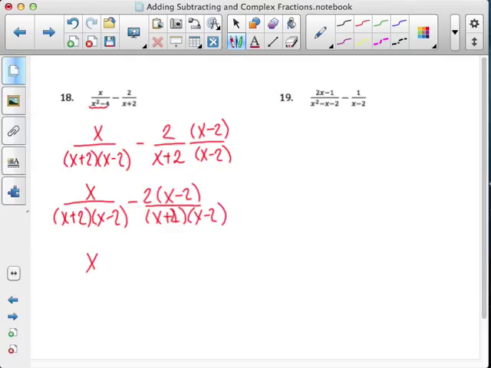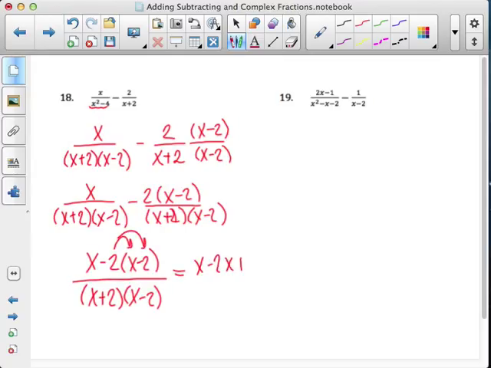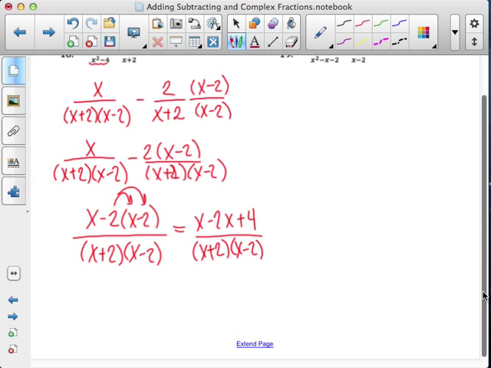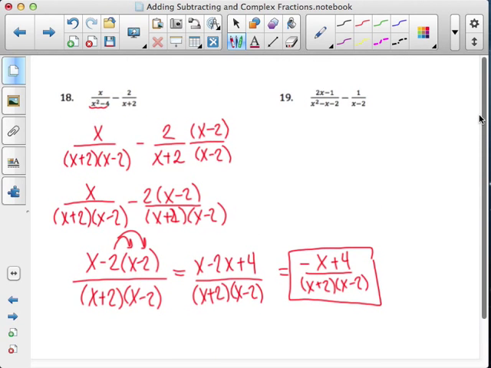So I have my common denominator, so I end up with x minus 2 times (x - 2), all over, lots of 2's in this problem. Distribute my negative 2 inside, and I get x - 2x + 4, same denominator. And x minus 2x is negative x. So we get -x + 4 all over (x + 2)(x - 2). Done. Nothing can be canceled, so I just leave it. All right, next problem. God, took a lot of space there.